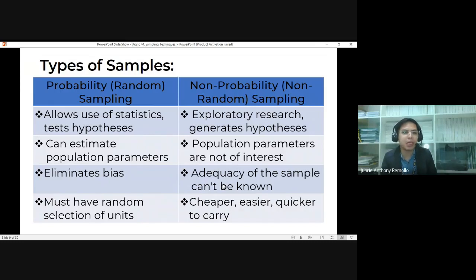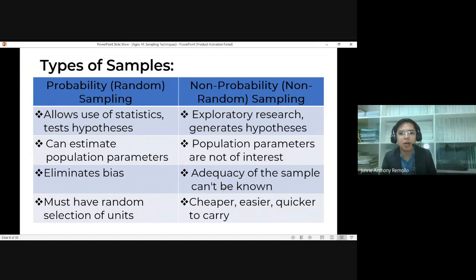For probability random sampling, you can estimate population parameters. And for non-probability, population parameters are not of interest. Can you see the difference? When you do non-random, you don't care about the entire population because you are just so focused on that particular data or values in a given population which caught your attention or which brings interest on your part. Okay? And then it eliminates bias.